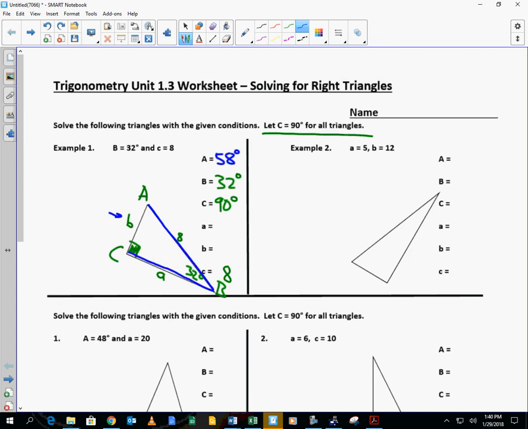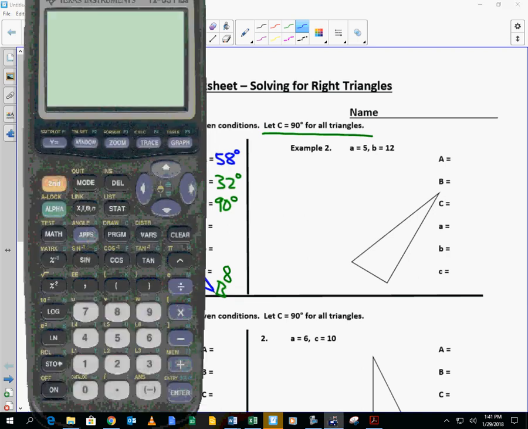Now, the question is, should I use sine, cosine, or tangent? Sine. Say the sine of 32 degrees is equal to B divided by 8. Cross multiply, B is 8 times the sine of 32. And you guys all know that the sine of 30 is 1/2, so we should be coming up with a value very close to 4, 4.24.